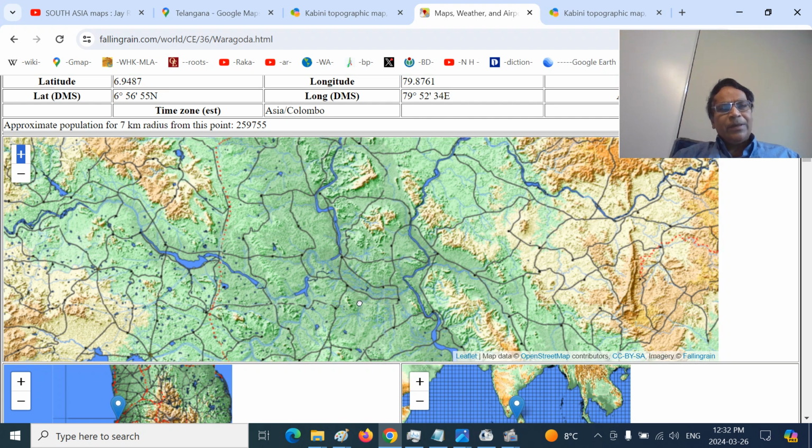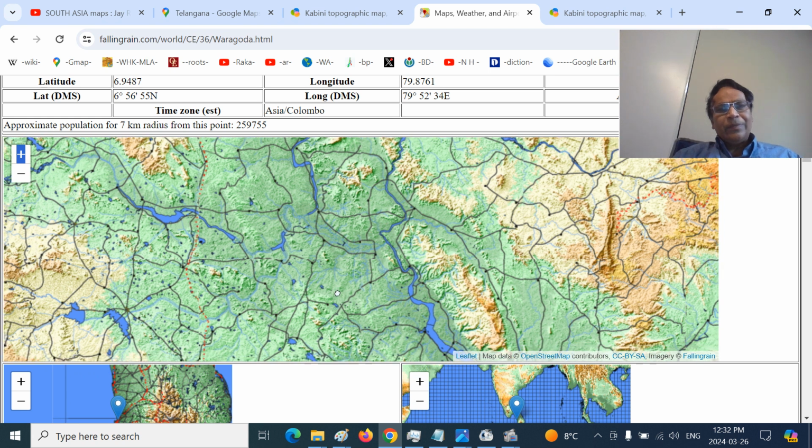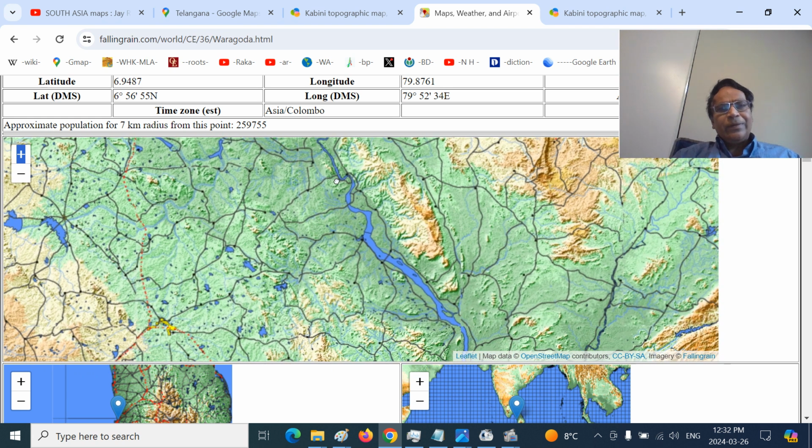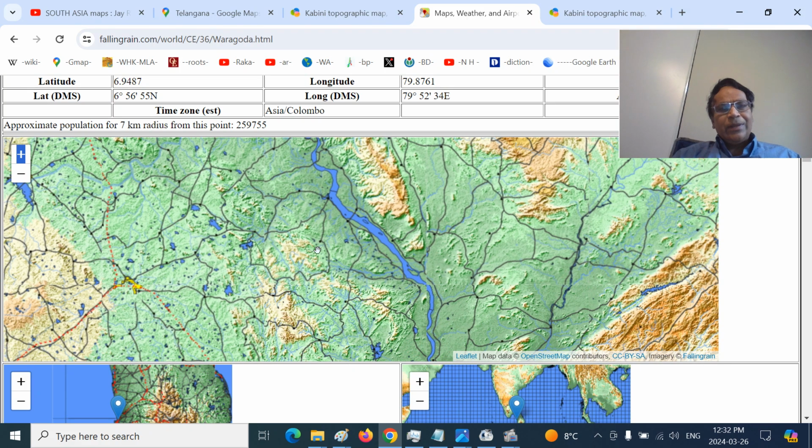Pedapalli, Ramagundam. So Kaleshwaram will be here. This is the Kaleshwaram Godavari. Maner Mantani Mahadevapuram will be here because of the Manneru river. Kaleshwaram here. Indravati river continues. Albaka river, Albaka mountains. These are the Malavaram mountains.